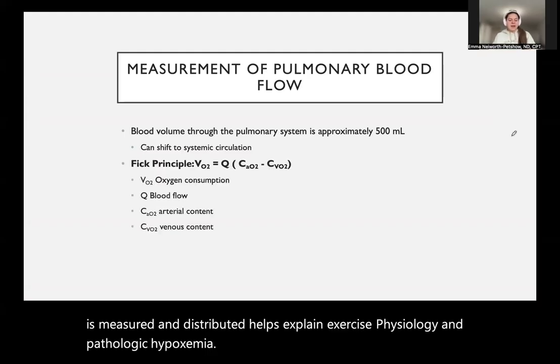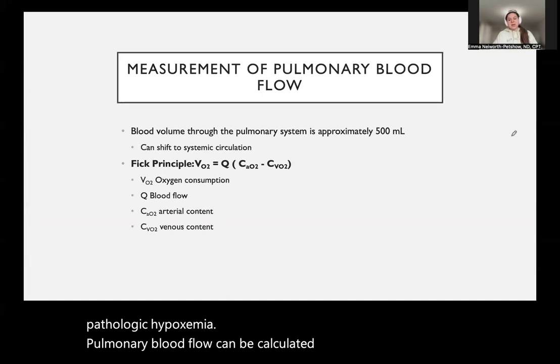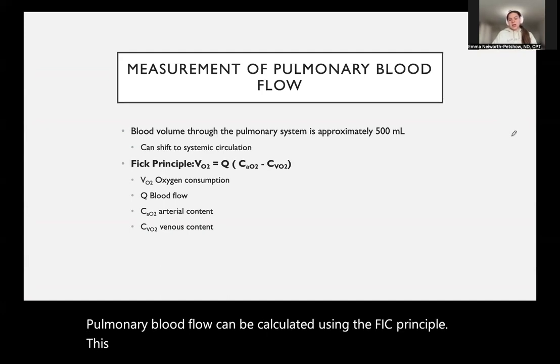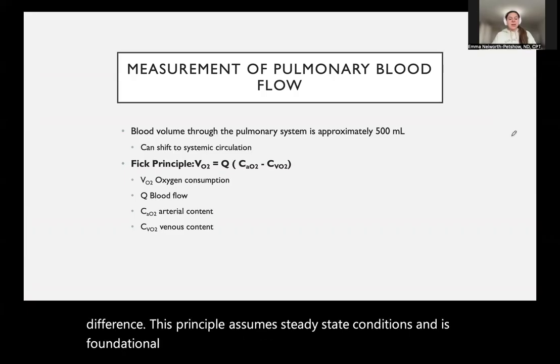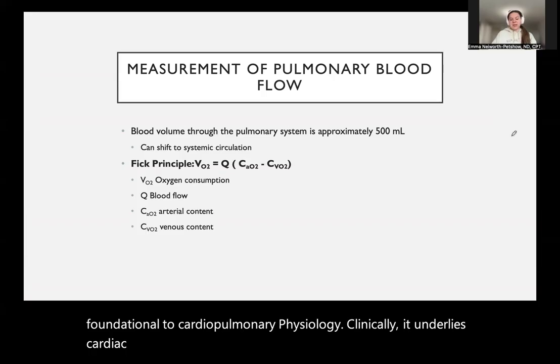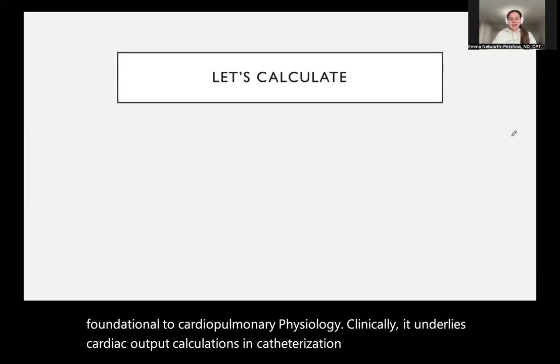Pulmonary blood flow can be calculated using the Fick principle. This relates oxygen consumption to the arteriovenous oxygen difference. This principle assumes steady state conditions and is foundational to cardiopulmonary physiology. Clinically, it underlies cardiac output calculations in catheterization labs and exercise testing.